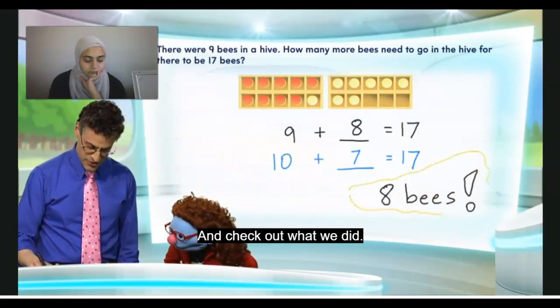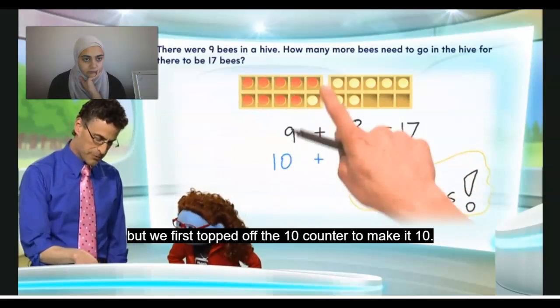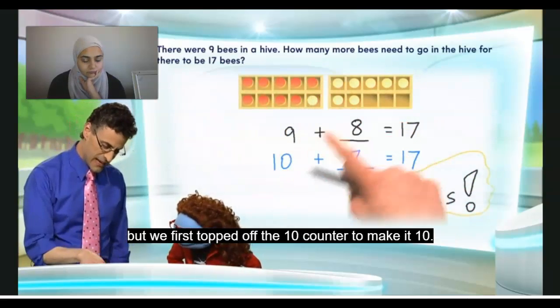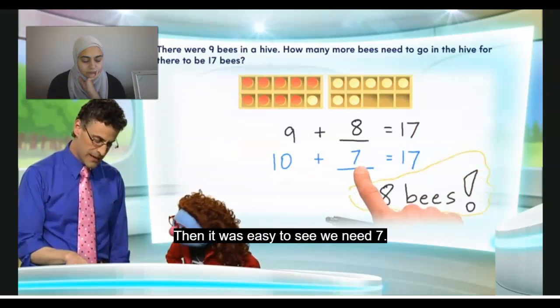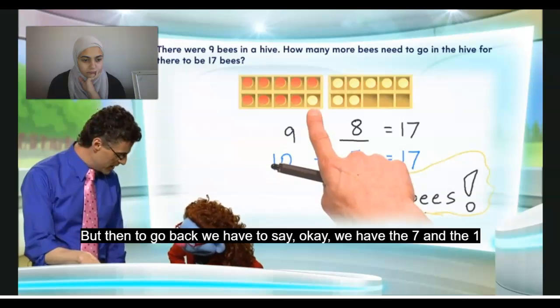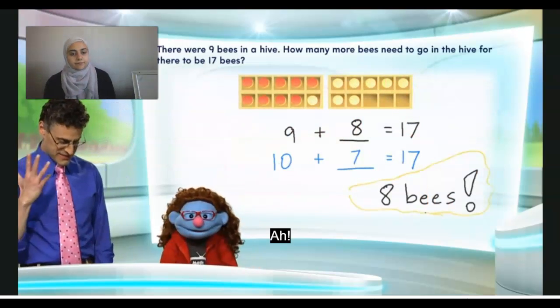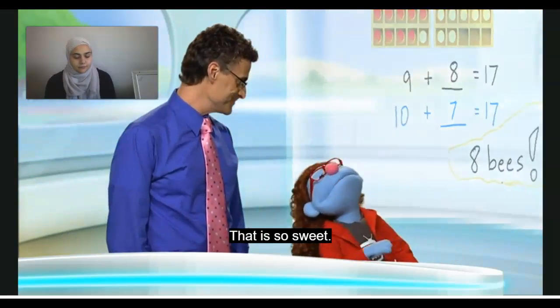And check out what we did. So not only did we use the frames and counters, Jeannie, but we first topped off the 10 counter to make it 10. Then it was easy to see we needed 7. But then to go back, we have the 7 and the 1 to make a total of 8 that we have to add. And that's the answer. That is so sweet.